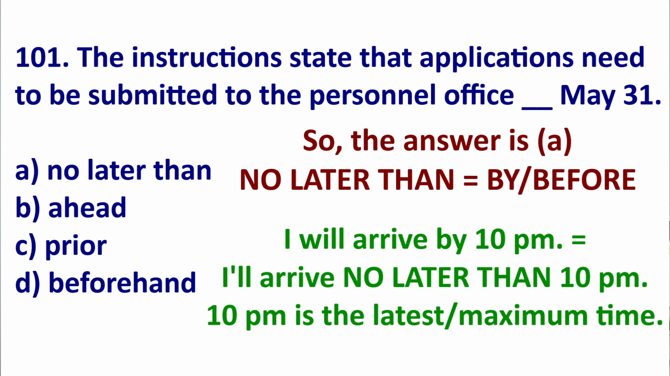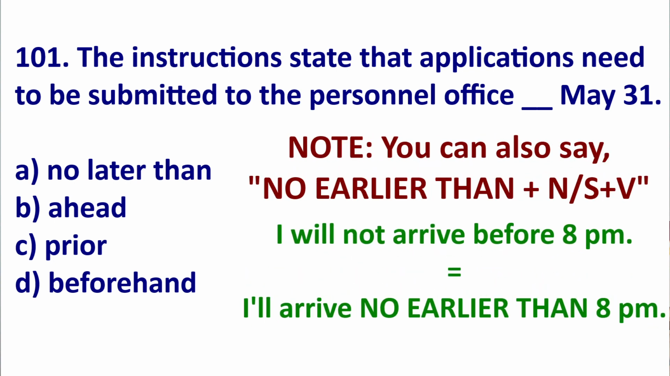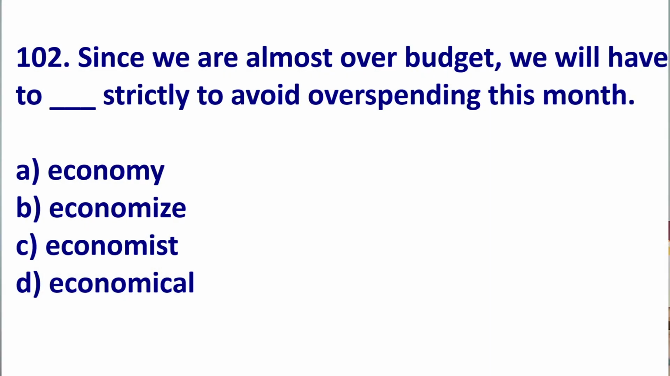No later than means by or before. For example, I will arrive by 10 p.m. So 10 p.m. is the latest. I will arrive no later than 10 p.m. You could also say no earlier than. So this is the earliest you will come. So I say I will not arrive before 8 p.m. So I will arrive no earlier than 8 p.m. Do not expect me at 7:59. All right, let's go to 102.